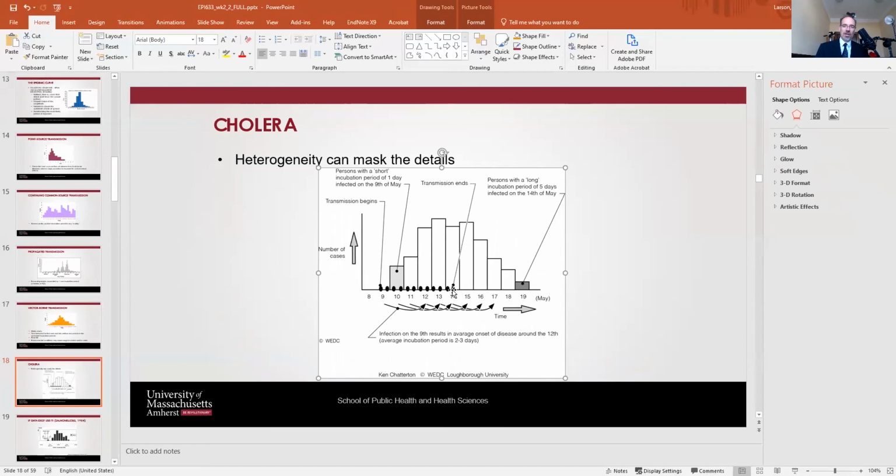Transmission ends at this point, and then persons with long incubation periods of 5 days infected on the 14th of May. So transmission is stopped here, but because incubation periods can vary by individual, we get some stragglers out here. So you see a pattern here, but because of these inconsistencies within individuals, the curve itself can hide some of this. We don't have that information just by looking at this.